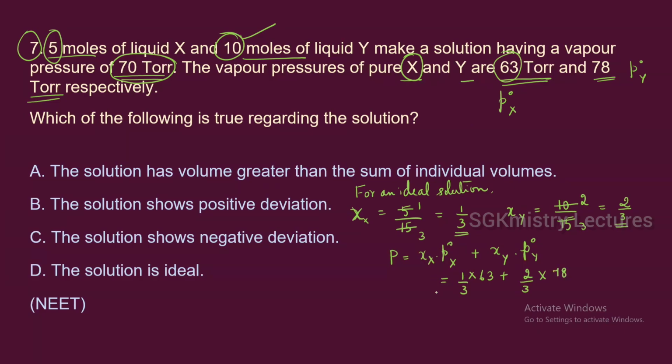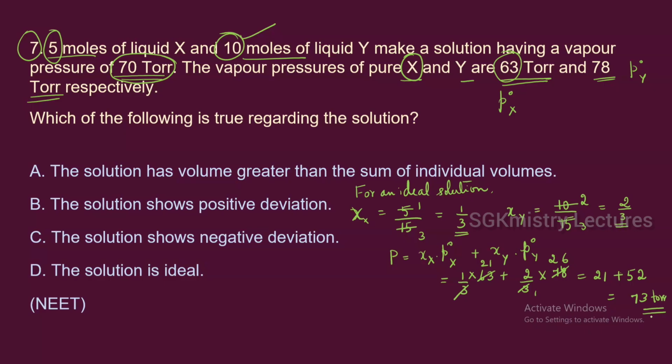Now 3 ones are 3, 3 twos are 6, 3 sixes are 18. Here it is 21, and 26 into 2 will give you 52. So we have 73 torr. This is for the ideal solution. So 73 torr should be the calculated value. According to the ideal solution conditions, this should be the pressure, that is 73 torr.